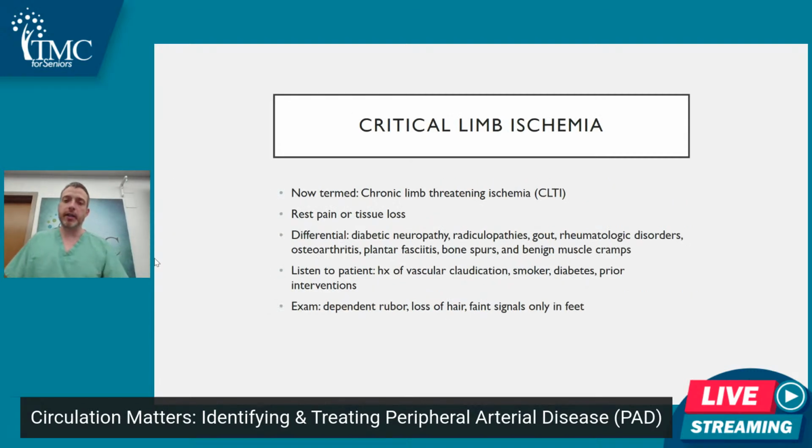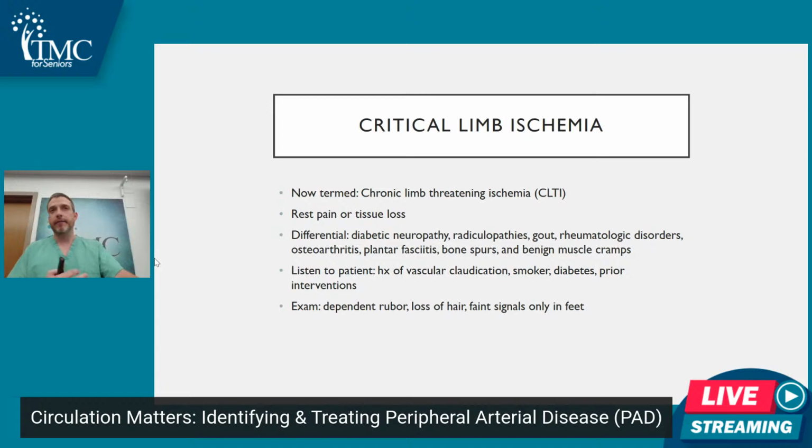So now, into critical limb ischemia, or chronic limb-threatening ischemia. In these circumstances, yes, we need to improve the flow and we need to do it sooner rather than later, when people are in rest pain or tissue loss, because you're much more likely to develop limb loss in these stages.